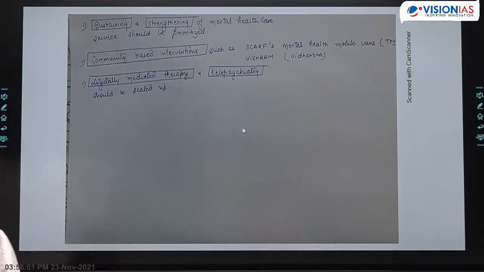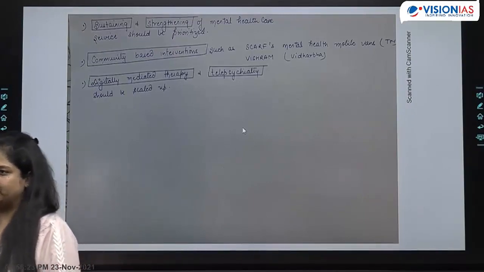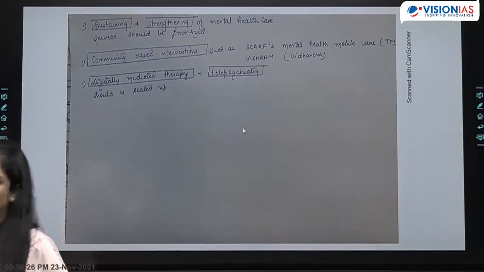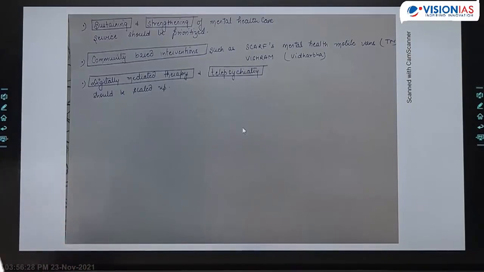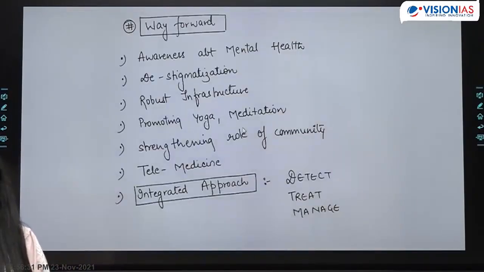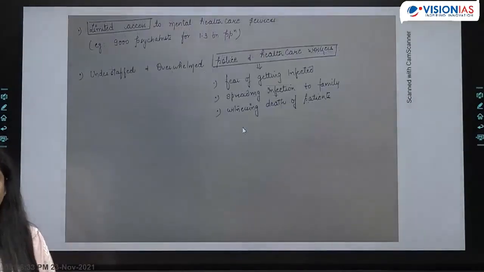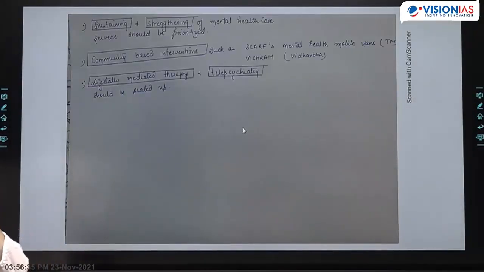What should be done? Overall we have discussed the way forward some time back. उसमें बस ये कुछ चीजें ऐड कर सकते हो, जैसे कि सस्टेन करो और स्ट्रेंथन करो मेंटल हेल्थ केयर सर्विसेज को प्रायोरिटाइज करो, देन कम्युनिटी बेस्ड इंटरवेंशंस करो, और जब हमने टेलीमेडिसिन की बात करी थी तो टेली साइकेट्री या डिजिटली मेडिटेड थेरेपी शुड बी स्केल्ड अप. ठीक है. सो अलोंग विद द वे फॉरवर्ड्स दैट वी हैव डिस्कस्ड बिफोर, इसके साथ यू कैन ऐड दीज 3 पॉइंट्स. Is this clear?